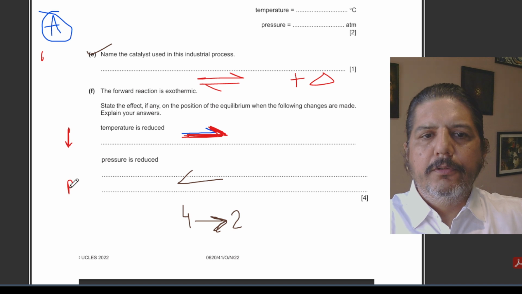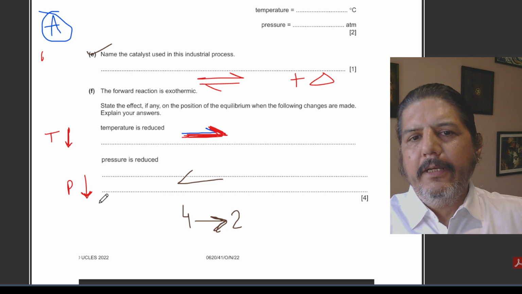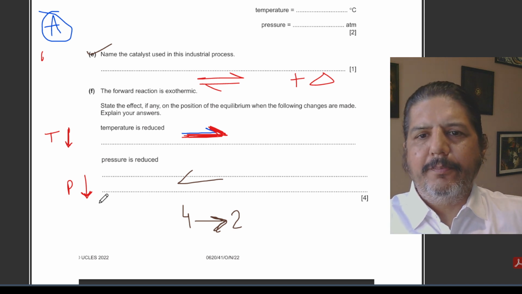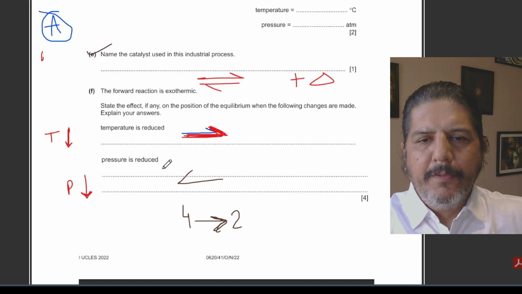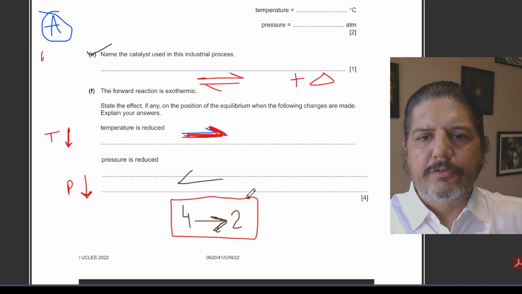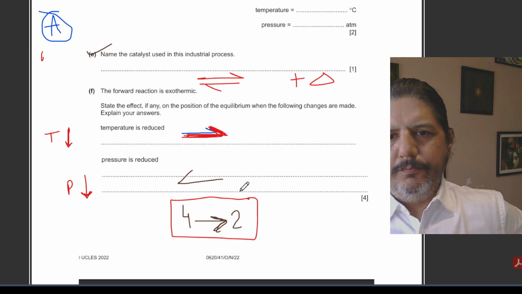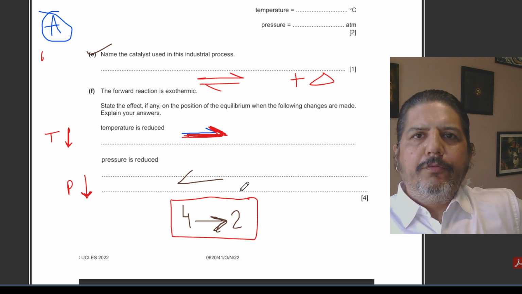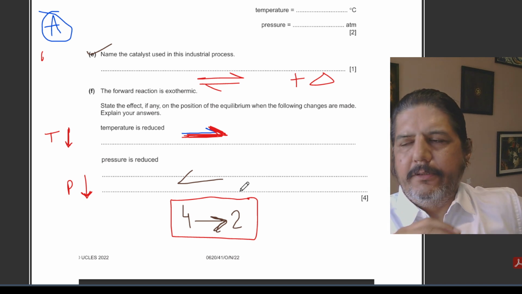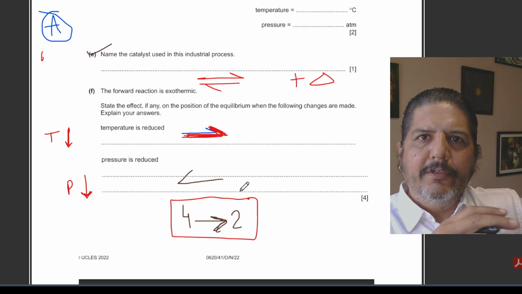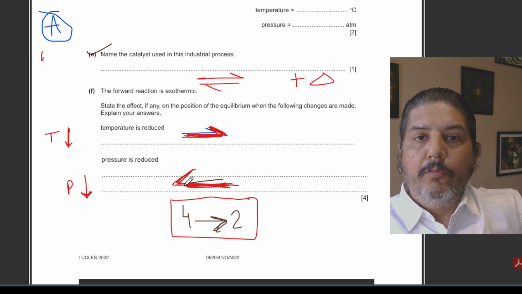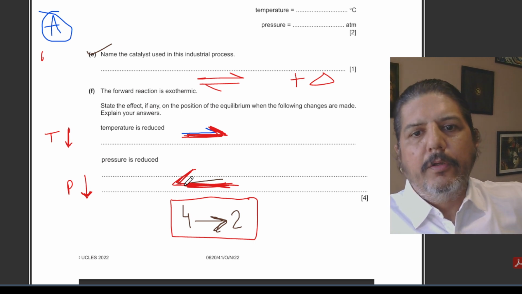The pressure is reduced. Here temperature was reduced, here the pressure is reduced. Now, again, if you look closely, you are reducing the pressure. System will try to increase the pressure. How can the system increase the pressure? It can increase the pressure in the reaction. 4 moles are giving rise to 2 moles. This is the net molar change which is happening from left hand side of the equilibrium to the right hand side of the equation. Now, if you reduce the pressure, the system will try to increase the pressure. The system can only increase the pressure if it moves in the reverse direction. So the equilibrium will move in the reverse direction as per Le Chatelier principle.